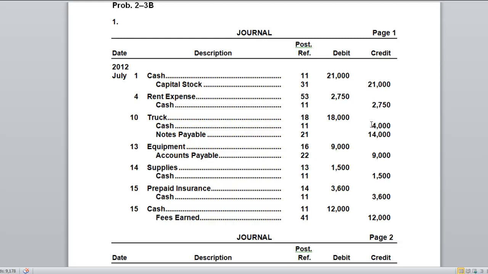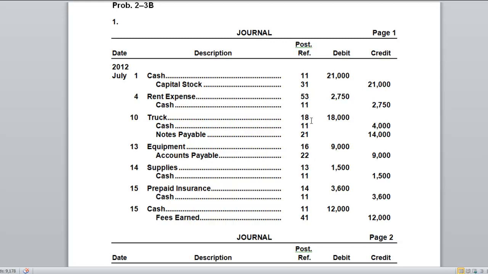In order to make sure that the accounting equation stays in balance, we have to ensure that all of our debits equal all of our credits. Now notice here we have two parts. We have two credits that together equal the debit. Okay, this is called a compound entry.